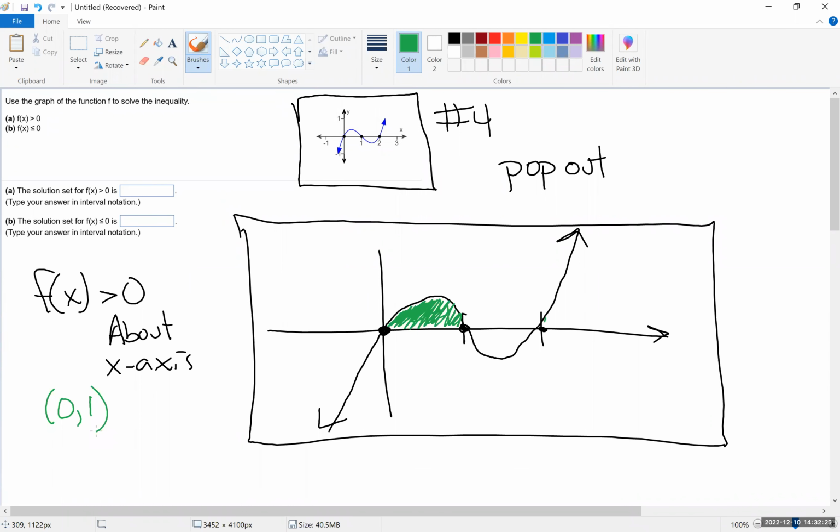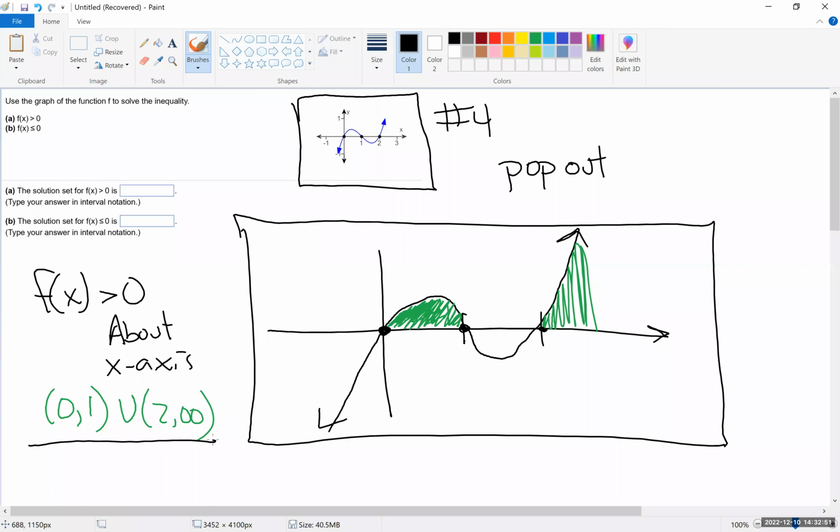And it's above over here as well. That's from 2 to infinity, so we put union 2, infinity. All right, that's when it's above the x-axis. And if that doesn't help you, if you're still struggling looking where it's above and below, please let me know. Again, this is just information from past students.